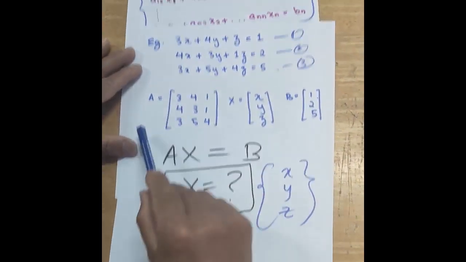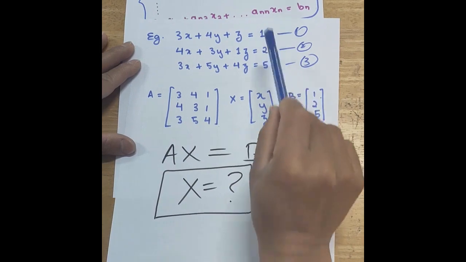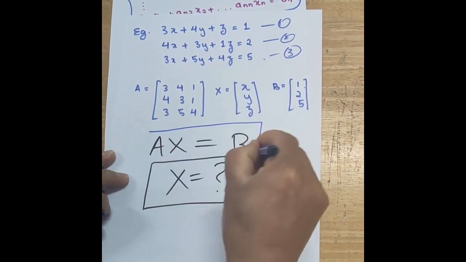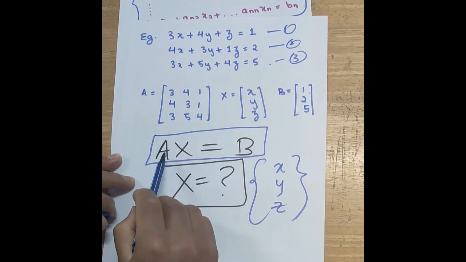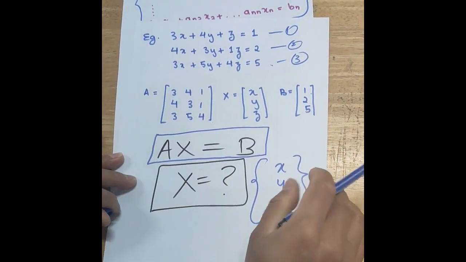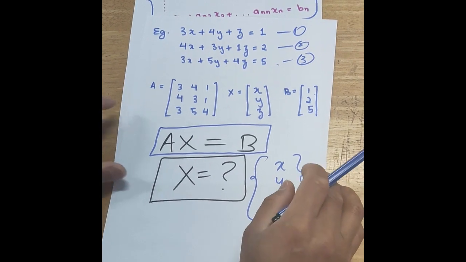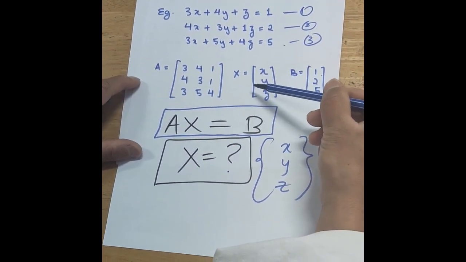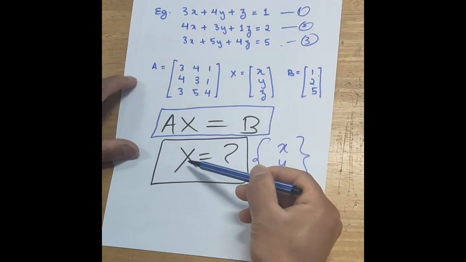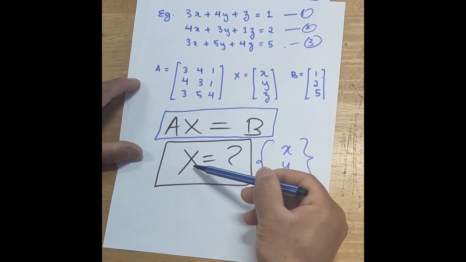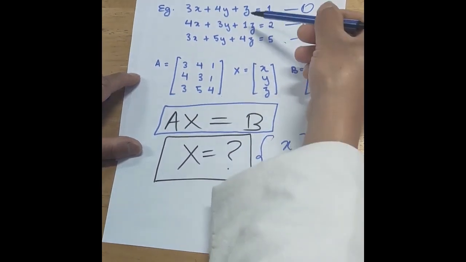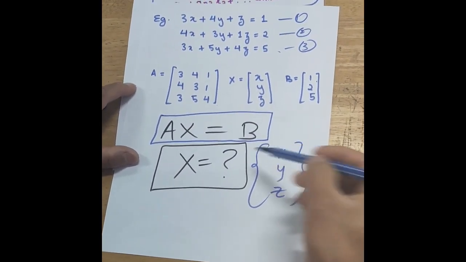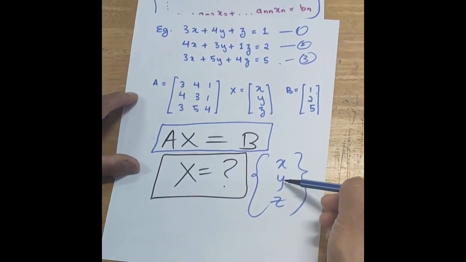If you put these matrices in the form of the linear equations, then we get the equation AX equals B. Our main objective of transforming the system of linear equations into the form of a matrix is to obtain the values of X. What is X? X is the variables involved in the system of linear equations. In this case, our values of X are x, y and z.